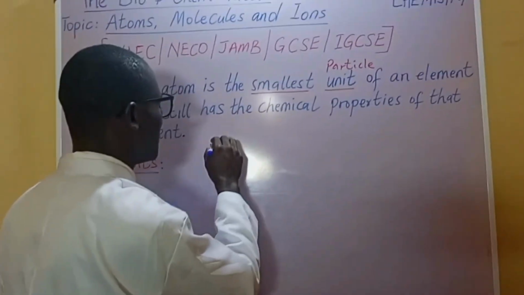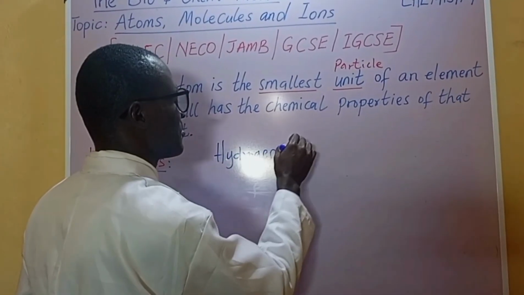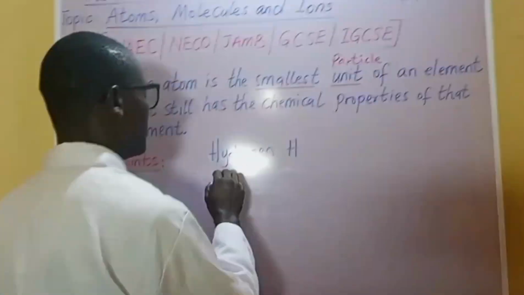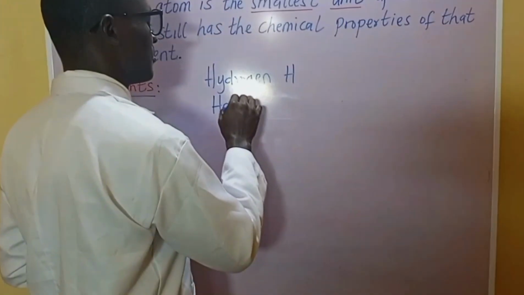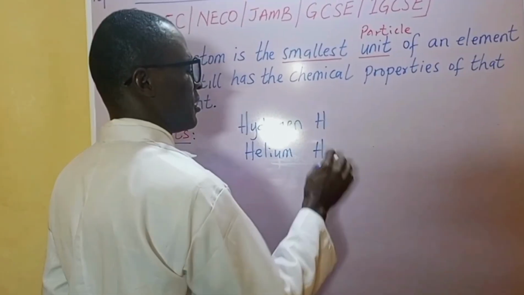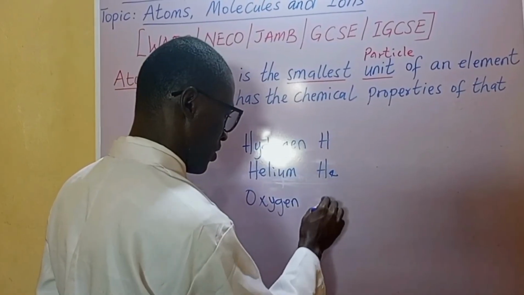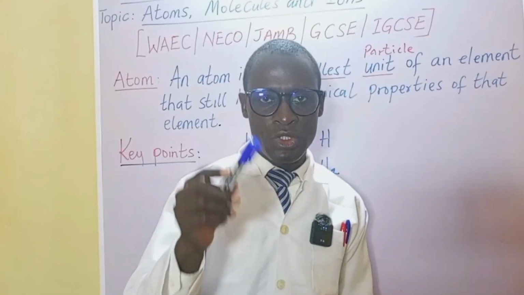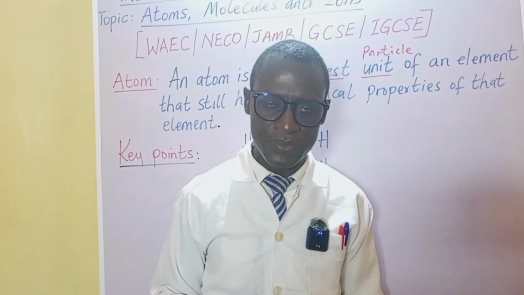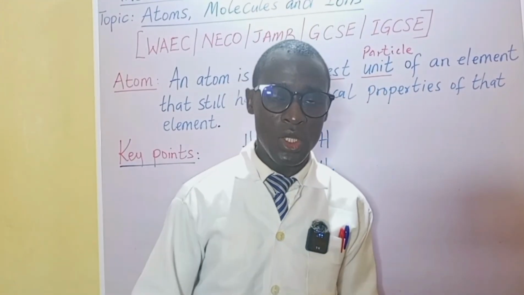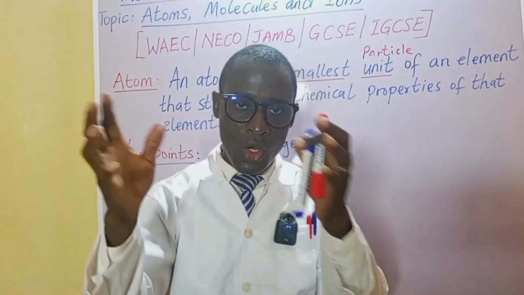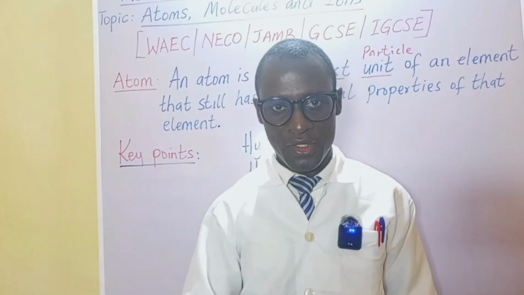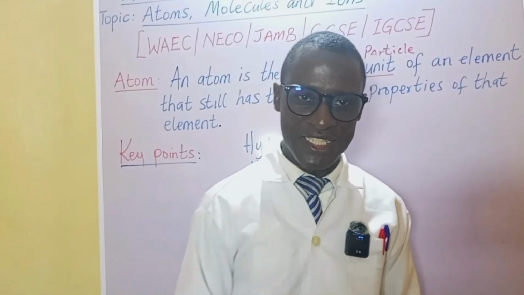Example number one, we have hydrogen, which is represented with what? H. We have helium, that is He. Examples of oxygen, O. Now, these are examples of what? Atoms. Now, we will treat elements in another video. Scientists have discovered about 118 elements, and they are all organized on a periodic table. And by the way, the periodic table is another topic. Follow this platform, and you will get all these lessons.